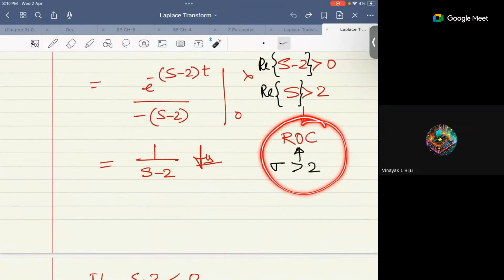So the limitation is the ROC, and this is very important, the ROC, the region of convergence, for the Laplace transform at least. For two different signals you can get the same Laplace transform, but the region of convergence will be different. So you have to check the ROC every time. For any function whose Laplace transform you calculate, you should know about the region of convergence also. Okay, is that clear to everyone till now?